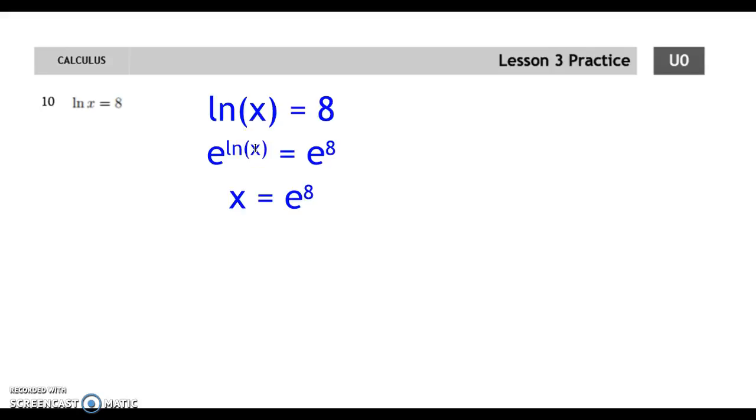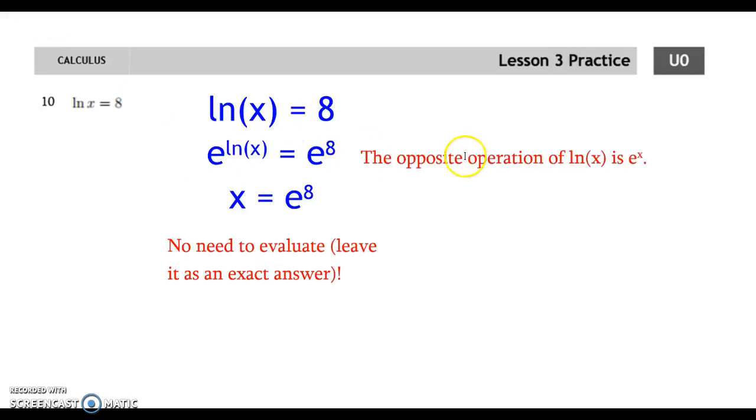Sort of a complicated way of thinking about it, but think about it like this. They eliminate. Boom, done. On the other side, you got e to the 8th. That's a decimal. We're not going to evaluate that. I am going to make a few notes here. All right, so you can see that the opposite operation of ln of x, taking the natural log of any value, is taking e to the power of that value. And also at the end, we can say no need to evaluate because we can leave it as an exact answer. Let's go on to the next problem that will also require exponentiation.